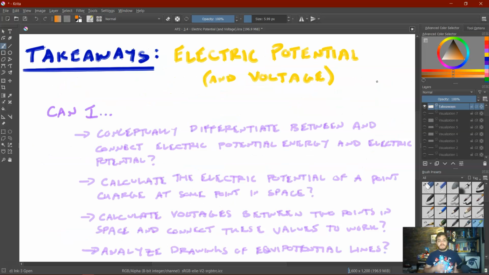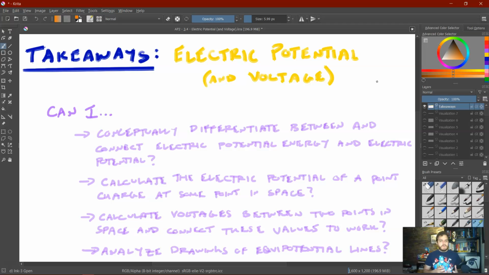So lastly, what were our takeaways on electric potential, and by that, voltage? Well, one, can we conceptually differentiate and connect electric potential energy and electric potential? They are not the same thing, but they are very, very deeply related, because the electric potential is simply the electric potential energy per unit charge placed at some point in an electric field. Can we calculate the electric potential of a point charge at some point in space using V is equal to kQ over r?